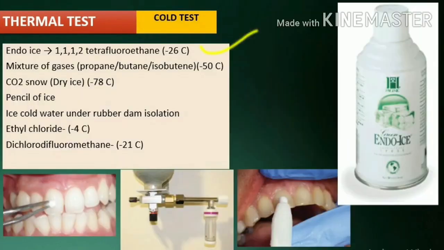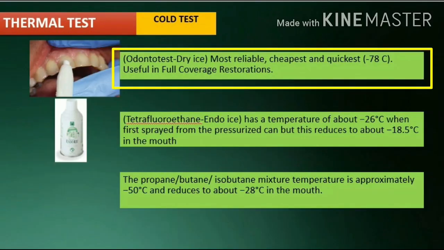Cold test: Endo Ice, mixture of gases, CO2 snow, dry ice, pencil of ice, ice cold water under rubber dam isolation, ethyl chloride, dichlorodifluoromethane. Dry ice sticks were the most reliable cold test to use in most diagnostic situations. It is also the cheapest and quickest method of testing the pulp's reaction to a cold stimulus. The dry ice is formed in a device known as the odontotist. The temperature of the dry ice is approximately minus 78 degrees C. It is able to penetrate full coverage restorations.